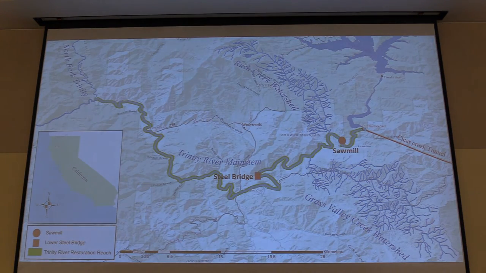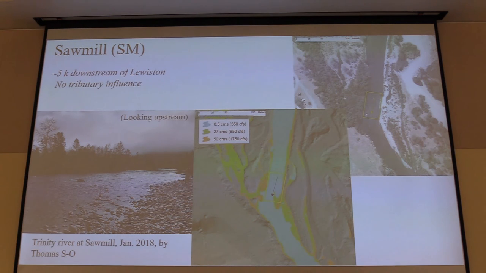So we chose two study sites downstream of Lewiston Dam. Our upstream site, Sawmill, and downstream site, Steel Bridge. And it should be noted that Steel Bridge has tributary influence by Rush Creek watershed as well as Grass Valley Creek watersheds. Sawmill is approximately 5 kilometers downstream of Lewiston with no tributary influence, meaning what's released from Lewiston Dam is largely what's observed at our upstream site.